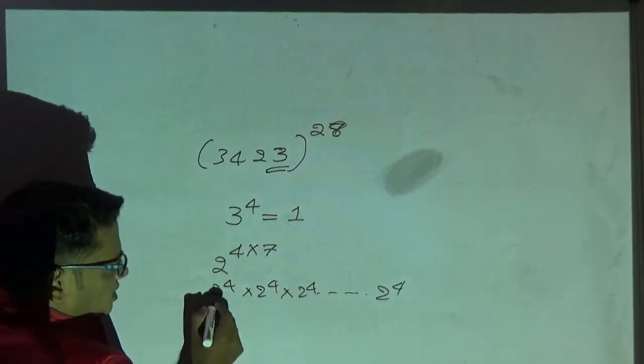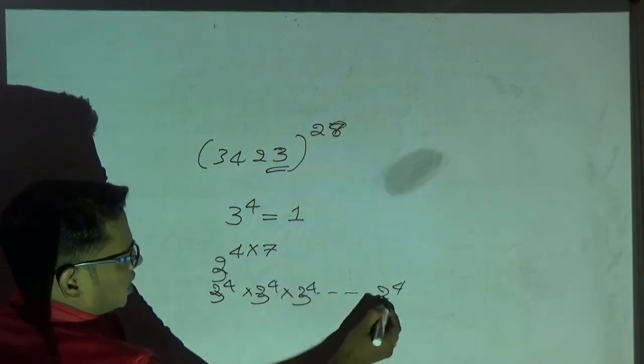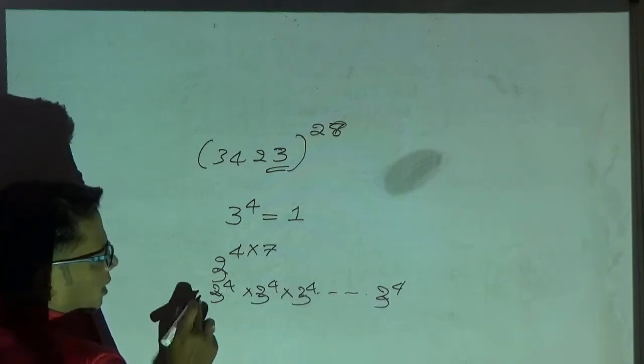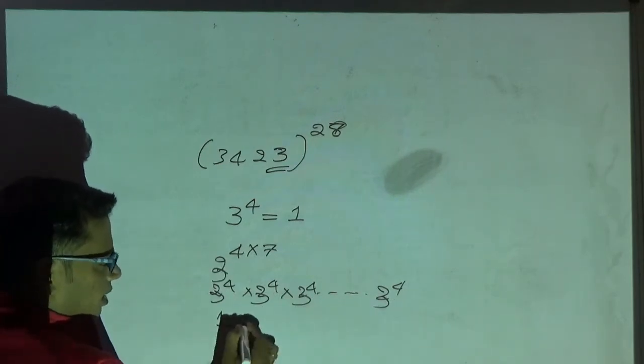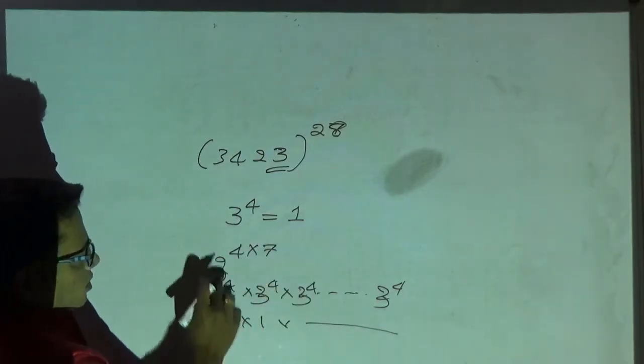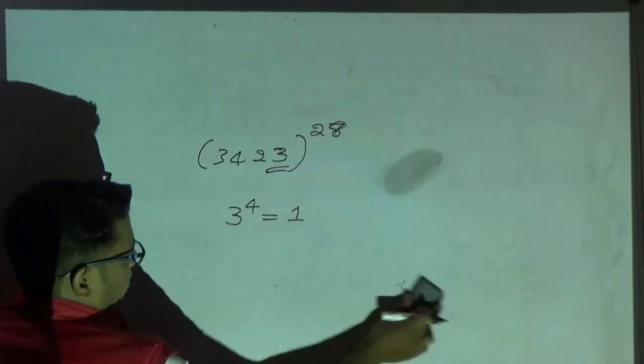What will be the units place in 3 power 4? This is 3 power 4 into 3 power 4 into 3 power 4 into 3 power 4, and so on. What is the units place in 3 power 4? 1. So it is 1 into 1 into 1. 1 into anything is what? 1. So the answer for this question is 1. So you should remember what 3 power 4 is here. Now, another example.